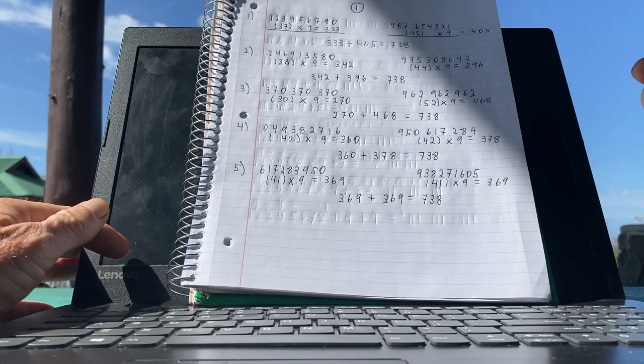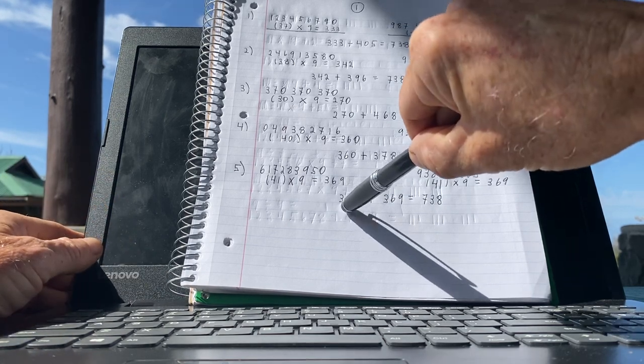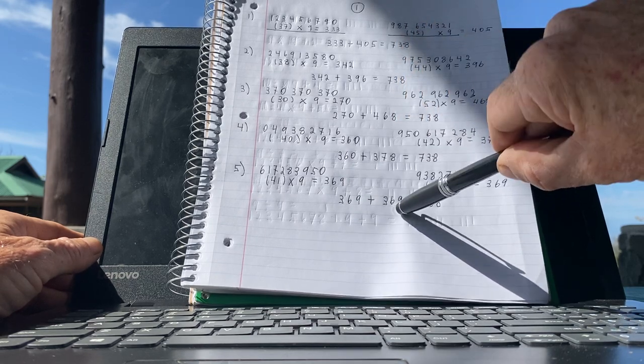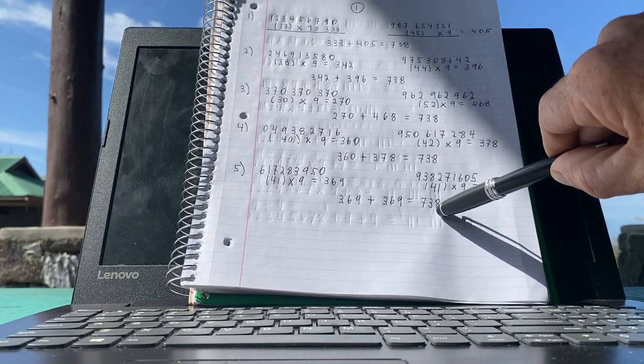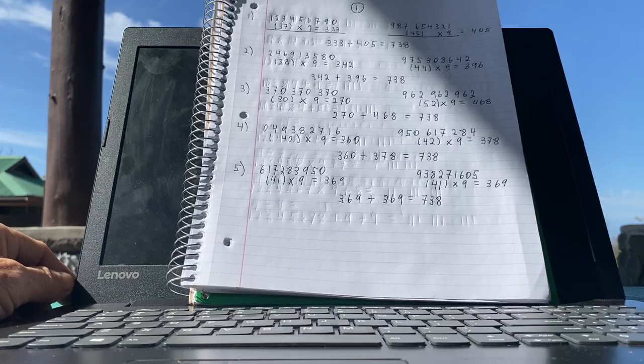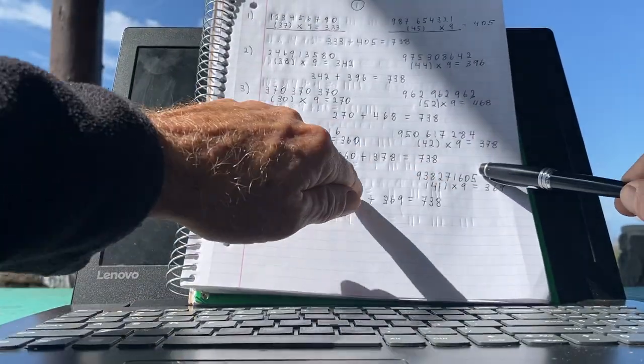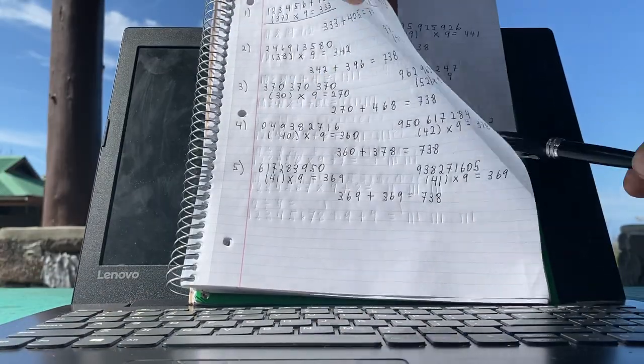With the number 5, it's going to be adding 369 on the left, 369 on the right, that's 738, we minus the 9, we get 729. And we can clearly see that we're using the 369 code.